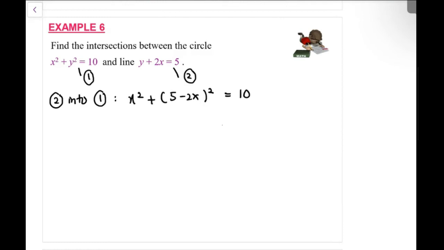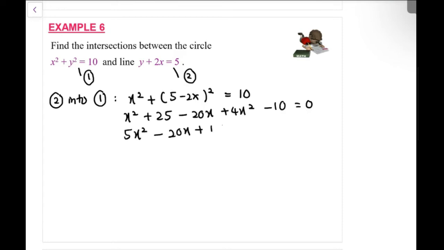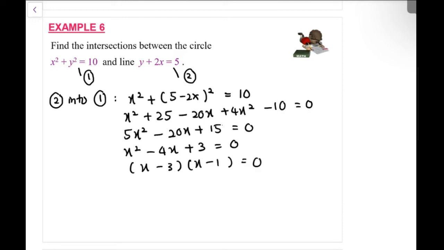After that, simplify this up to obtain a proper quadratic equation. So we have x squared plus 25 minus 20x plus 4x squared minus 10 equal to 0. So we would have 5x squared minus 20x plus 15 equal to 0. We can simplify it more to be x squared minus 4x plus 3. Now we can factorize this up to get (x minus 3)(x minus 1) equal to 0. So finally our x values will be x equal to 1 and x equal to 3.